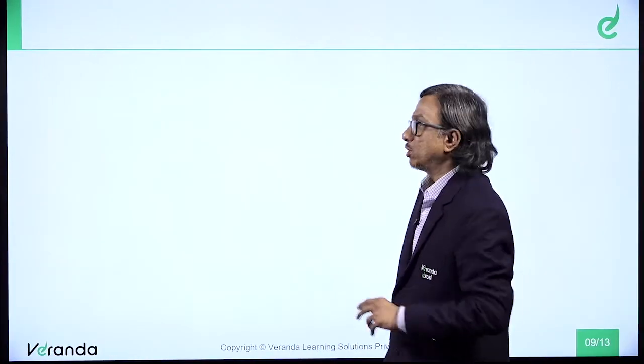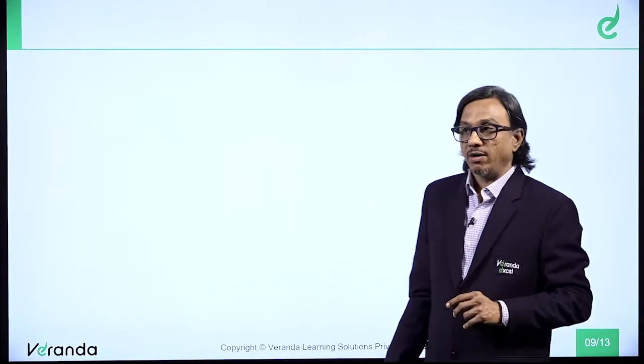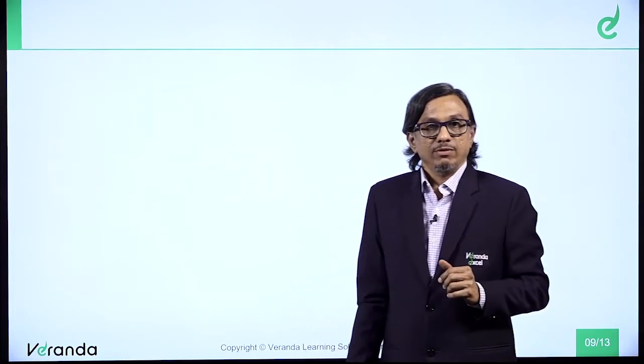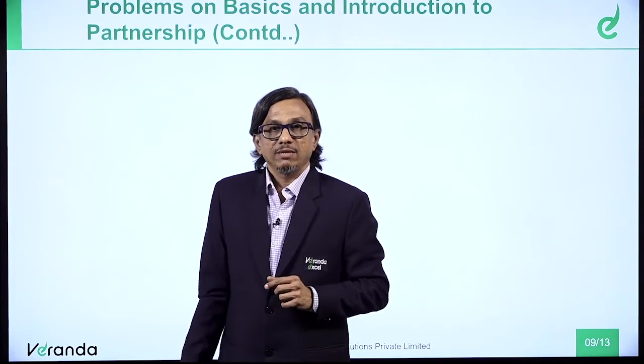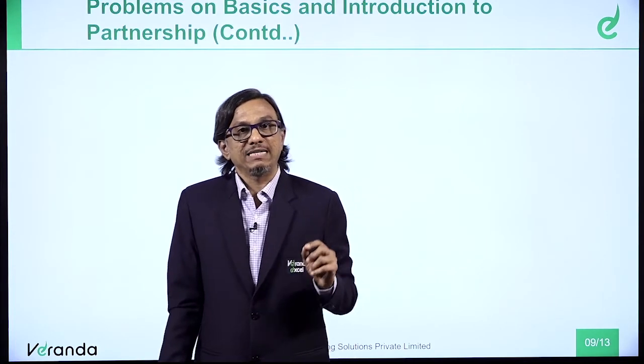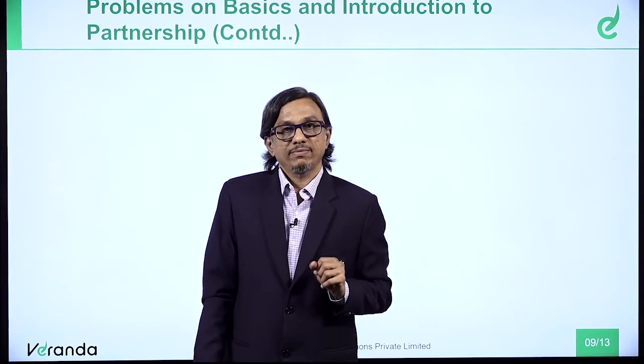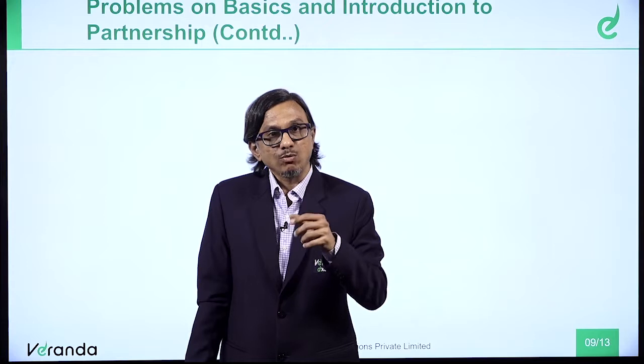Friends, now we are going to see another problem on partnership, basics and introduction. This problem is based on guarantee of minimum profit. You might know that the partners normally share profits in the agreed proportion. But sometimes a particular partner may be guaranteed a minimum amount of profit by the other partners. In such a case, what should be done?